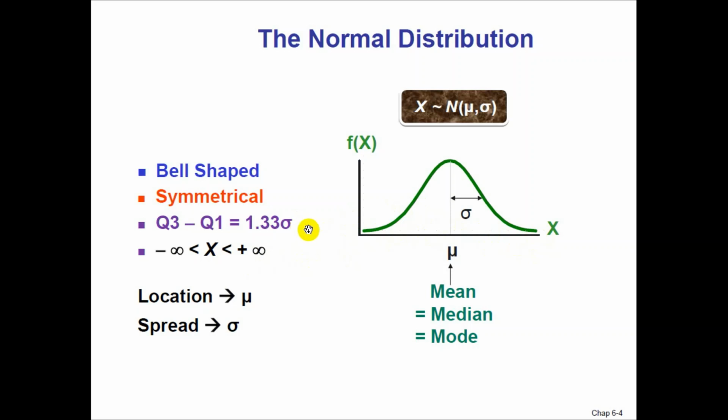Another way to check whether it is a normal distribution or not is to take the third quartile minus the first quartile, which is approximately equivalent to 1.33 multiplied by the population standard deviation. But most of the time, we don't know the population standard deviation. Mu here is the location. You have learned about the mean, mode, and median. For the spread, we usually use the standard deviation to measure it. So for the normal distribution, you have two parameters: one is the mean, the other is the standard deviation.